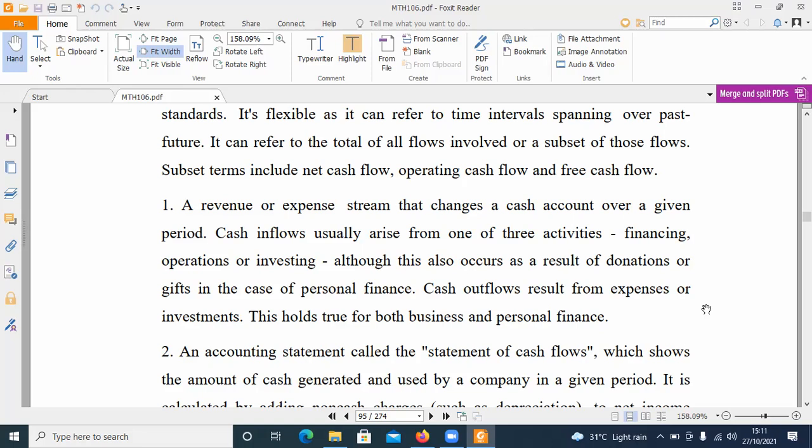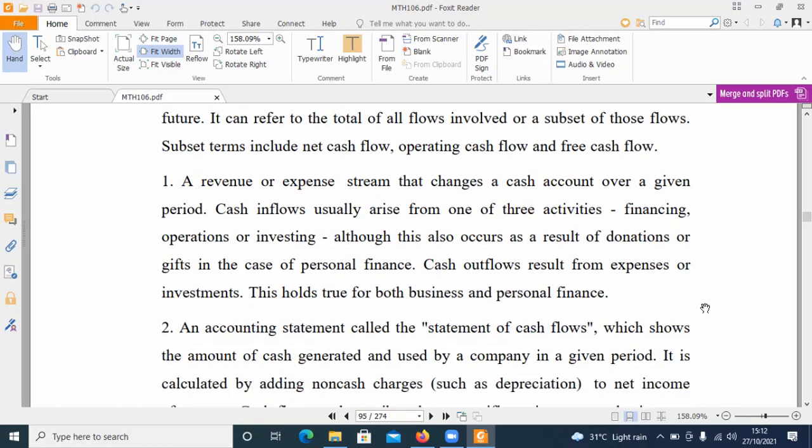As I said earlier, this is more of management discussion than mathematics. In some of the other courses you are taking, you see them discussing cash flow as well. It's used to determine whether a company or a business is doing fine. One can use cash flow to study the revenue or expenses stream that changes a cash account over a given period.